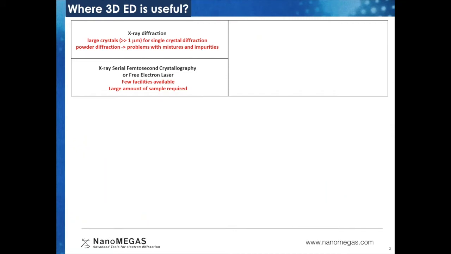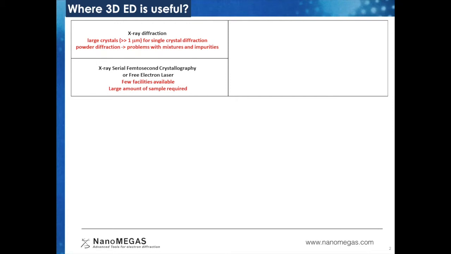Now, there are different methods for extracting structural information from a crystalline material. The most common method is X-ray diffraction, but with single crystal X-ray diffraction, one needs at least a 1 micrometer crystal or larger. For powder diffraction, though the crystal size requirement is small, if more than one phase is present in the material, extracting the structural information is extremely challenging. Another possible method is X-ray femtosecond crystallography or free electron laser. But each of these methods has its own challenges.